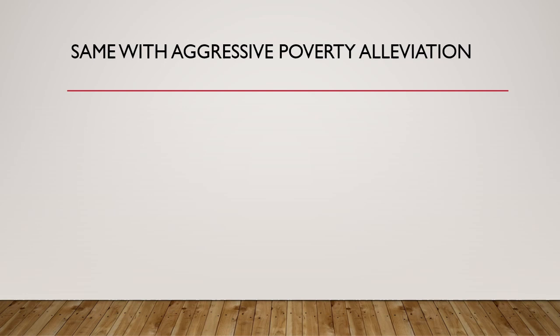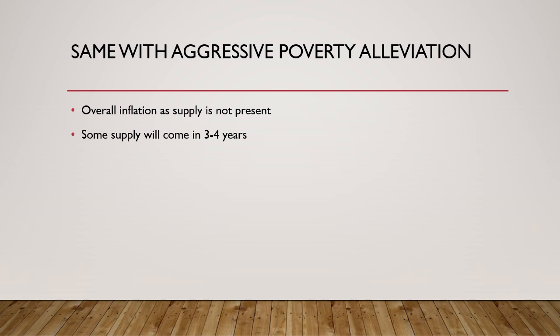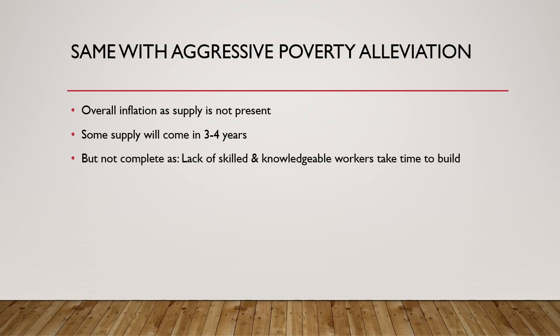Let's take another example. Suppose the government does the same thing with poverty alleviation. What happens then? Well, the inflation would zoom because there wouldn't be supply. You say, okay, maybe the supply can come in 1 or 2 years or 3 years. Well, some supply would definitely come in 3-4 years. However, it would not be complete. Reason? Again, the bottleneck of human capital.